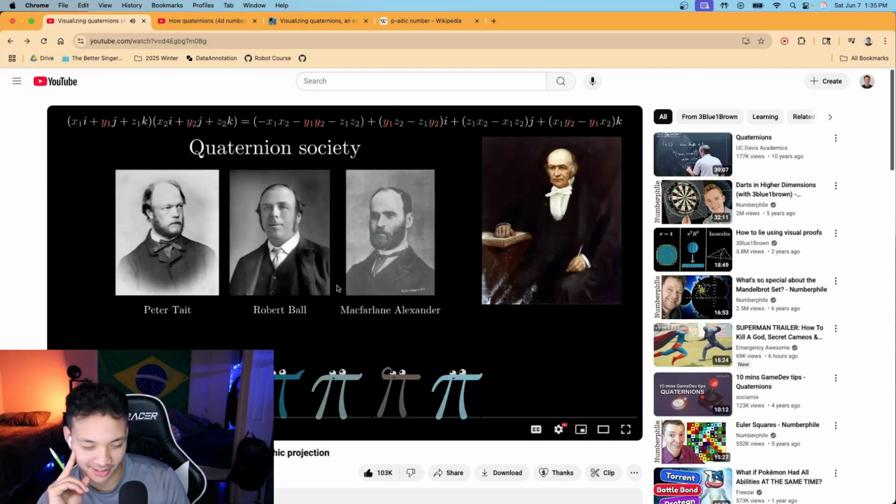Wow, look at that. Look at that group of fine-looking gents. Dang, they're cool. Yeah, we're part of the Quaternion society. You want to go out later?